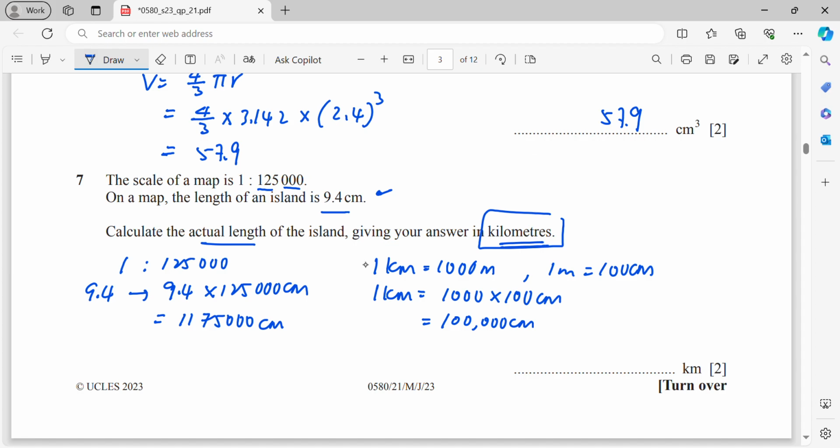Okay, so now 1,175,000 over 100,000 centimeters. When you divide, that means this is already in kilometers, right? So from here, when you simplify the zeros, I will have 1175 over 100. That is going to be 11.75 kilometers. So that's the solution of question number 7.